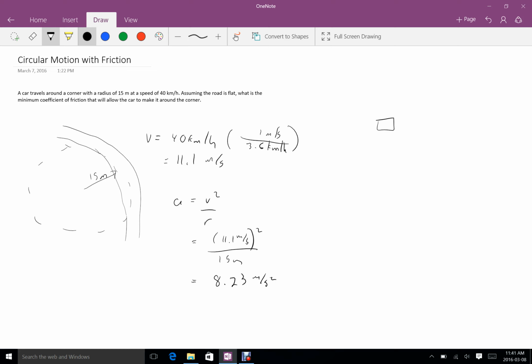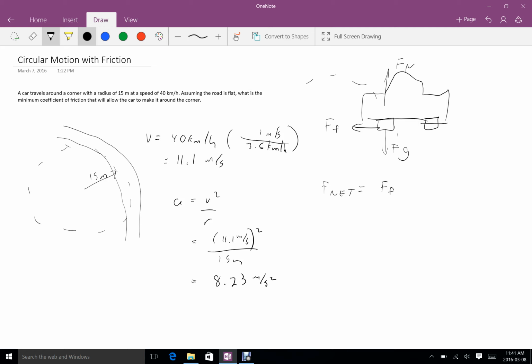Now, if we imagine looking at the car from the back, and it's curving around a road that goes like this, the force of gravity would be pointing straight down. The normal force would be balancing that. And it's really only the force of friction between the tires and the road that can be pulling it towards the center of the curve. So what we're assuming here is that the net force that's causing this acceleration is a force of friction.